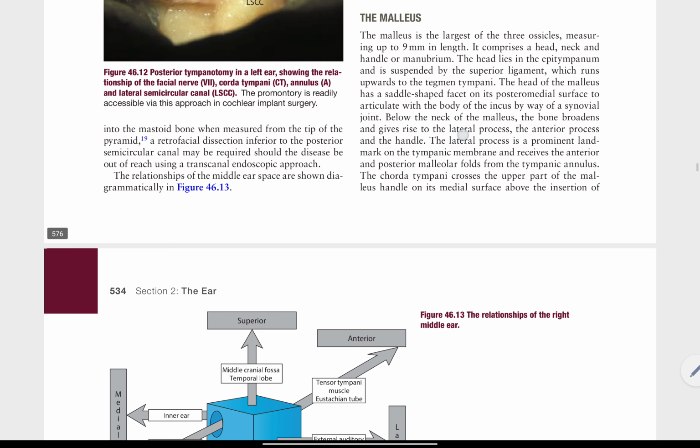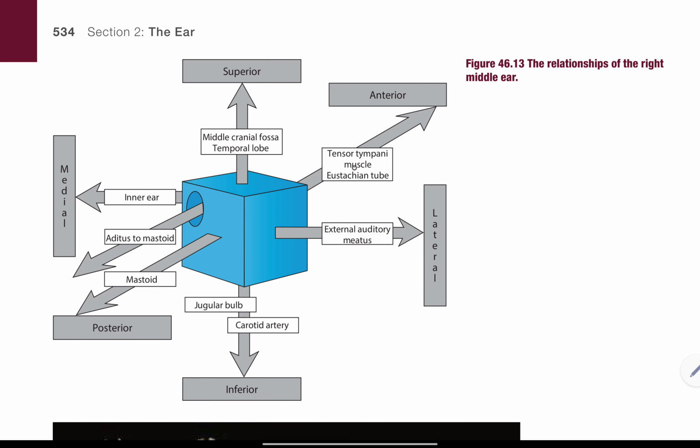Figure 46.13, the relationships of the right middle ear. Superiorly, middle cranial fossa, temporal bone. Anteriorly, tensor tympani muscle, eustachian tube. Laterally, the external auditory meatus. Inferiorly, jugular bulb, carotid artery. Posteriorly, mastoid, aditus to mastoid. Medially, internal ear.